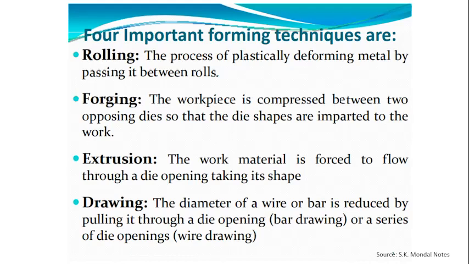Now, what are the 4 important bulk forming techniques? That is rolling, forging, extrusion, and drawing. That all we have already seen by the animations. So rolling is like you are plastically deforming your metal by passing it between rolls. Suppose if rolls are being used and you are doing forging also, then you will call roll forging. Then the forging. Forging is what? Workpiece is compressed between 2 opposite die. So that whatever the shape the die has, that will be imparted on your work.